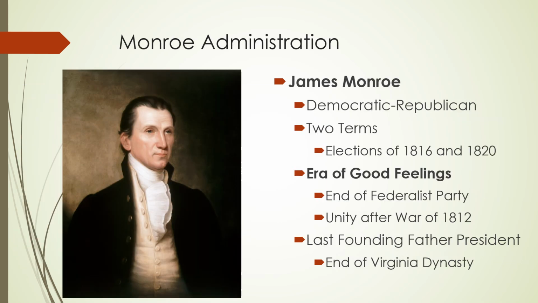All right, so after Madison, we get James Monroe as the president. Monroe was the Secretary of State under Madison. He is also a Democratic Republican, so if you're keeping score, Jefferson, Madison, and now Monroe are Democratic Republicans. They are also all from Virginia, which is going to be important. We'll talk about that in a second.